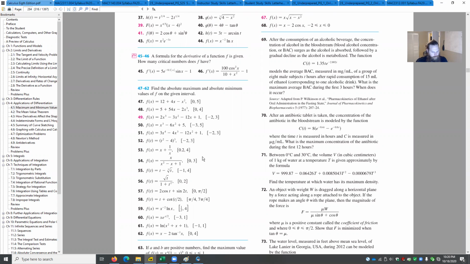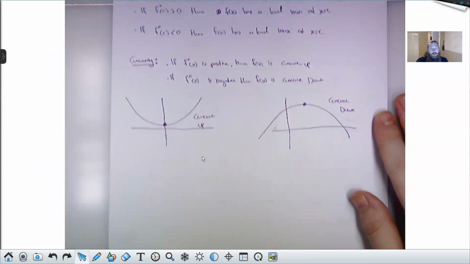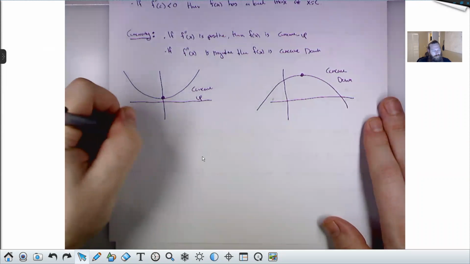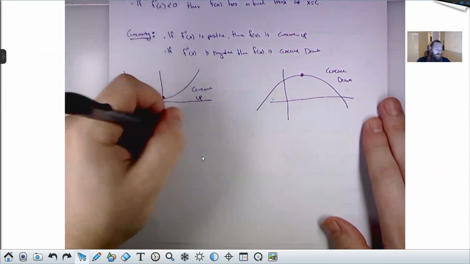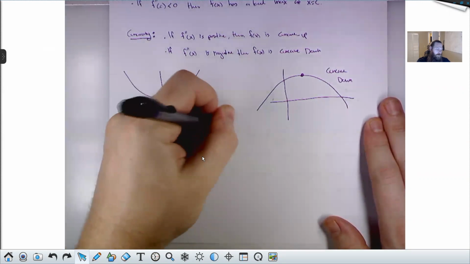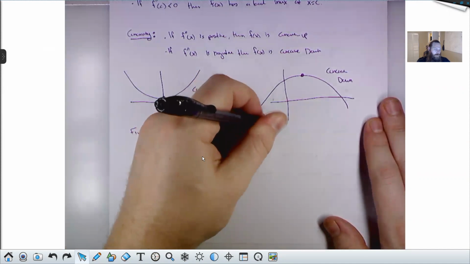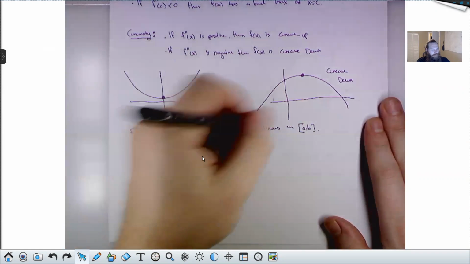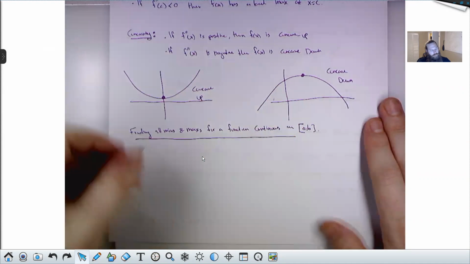So I told you at the start of the video, or a little while ago, that any continuous function on a closed bounded interval attains a min and a max. So finding all mins and maxes for a function continuous on the closed bounded interval a to b. Your book calls this the closed interval method.